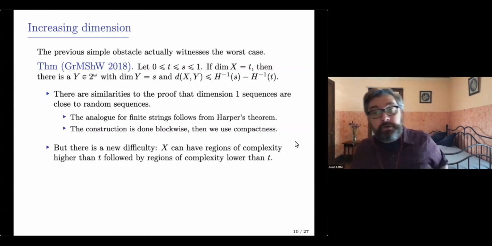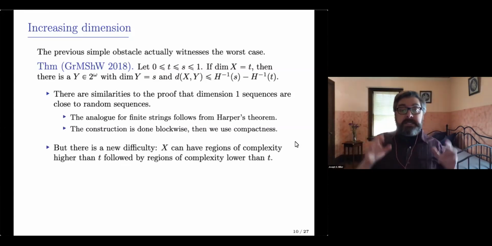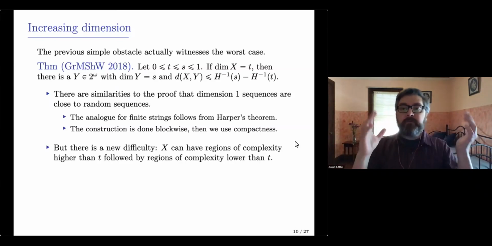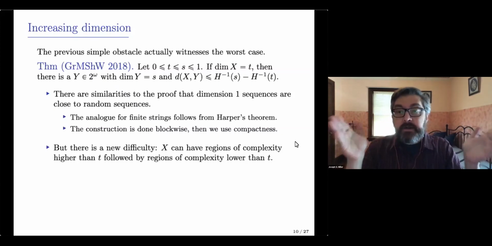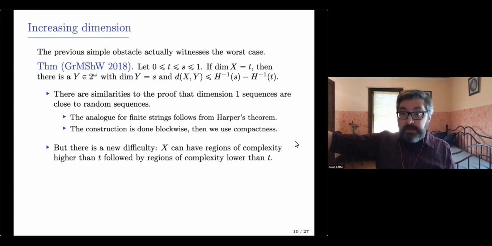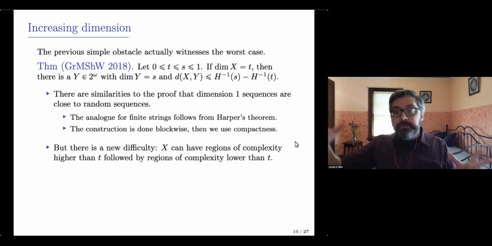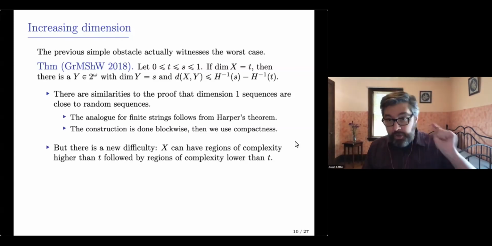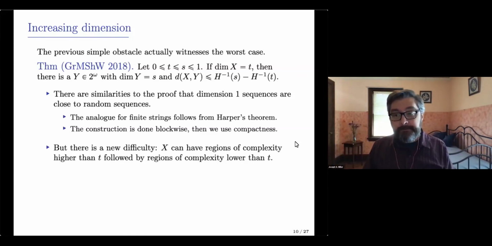But there's a new difficulty, and it's a serious difficulty. X can have regions of complexity higher than t and regions of complexity lower than t. So what if we are looking at a block of x that already has dimension s? Do we just say, we're winning, let's not make any changes, and save those possible changes up for maybe later blocks that have really low complexity? Or do you say, look, I've been assigned this many changes to this block, a density of h inverse of s minus h inverse of t, and I'm going to make them no matter what and push the complexity up as high as I can.